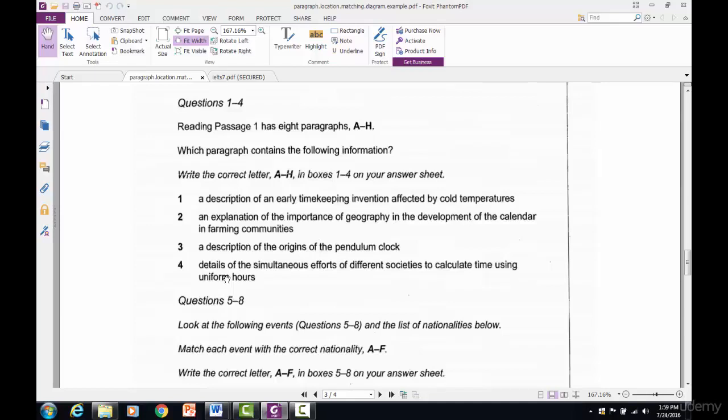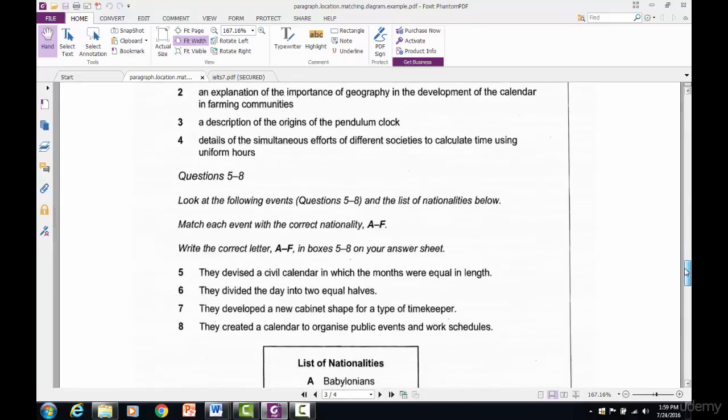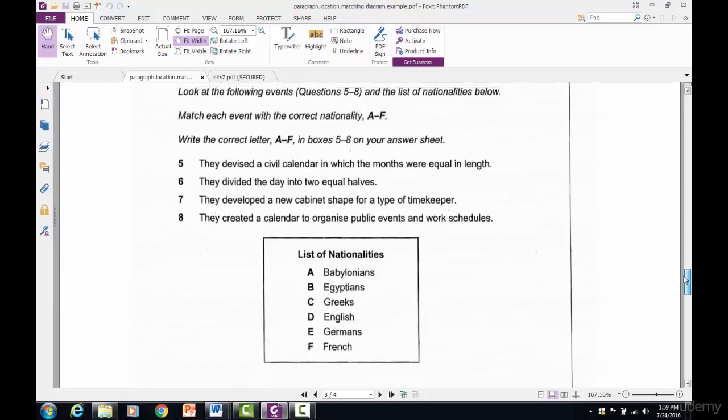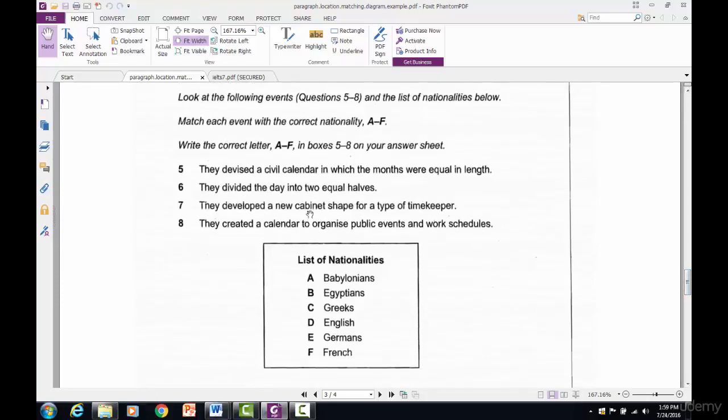Okay, so now we've circled the keywords. You circle the keywords on your paper. If you have the book like I recommend, you circle the keywords on your paper. Now we're going to skip it. We're going to leave the paragraph location question, and we would go do the matching question.